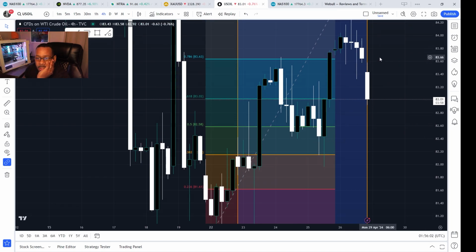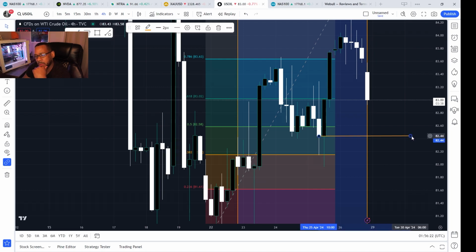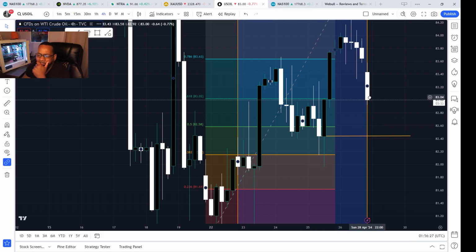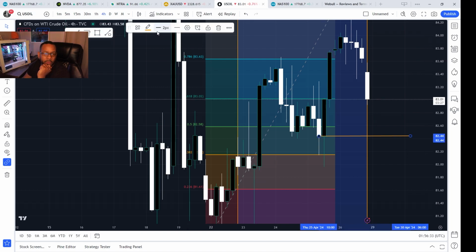Look for price to show. See, we got a gap here. Gap down when it came to clean that up. Should have come all the way back up to there. We need price to have a nice 4-hour close below here, below 82.44.